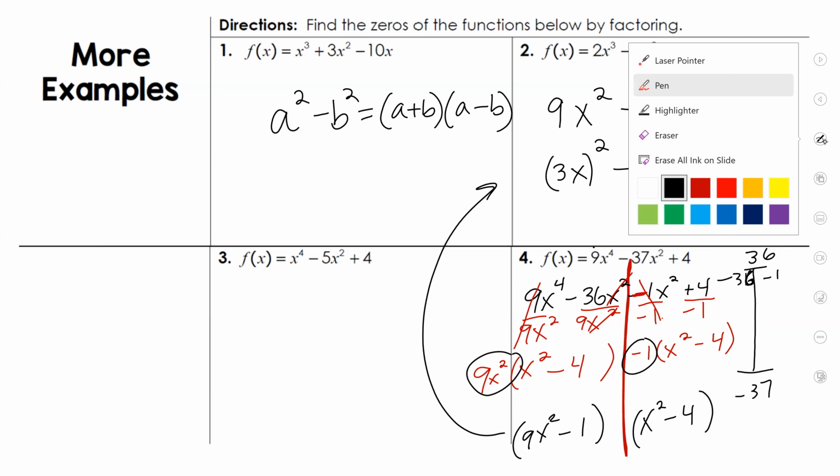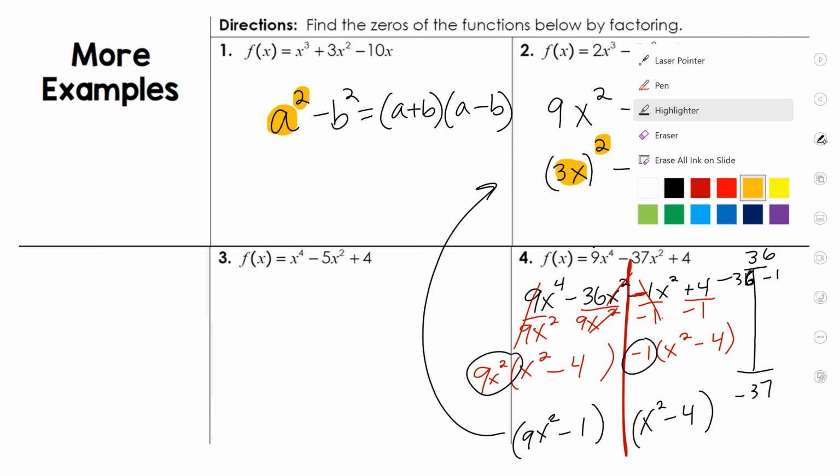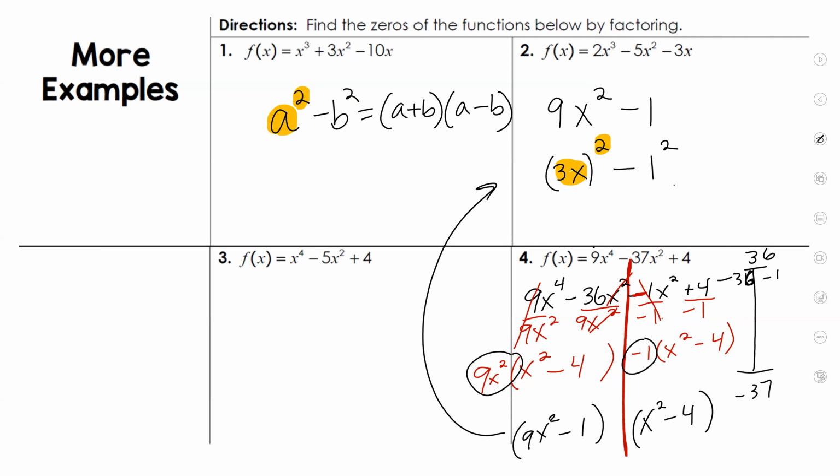So guys, let me highlight so you see how this makes sense. I want a squared, and that's what I have, an a squared. So that means my a value, because I want a plus b, is 3x. My b value is just this 1. And then you do the opposite, 3x minus 1. So those are your factors for the 9x squared minus 1. Do you guys know what the factors will be for the second one, x squared minus 4? Yep, x plus 2 and x minus 2.